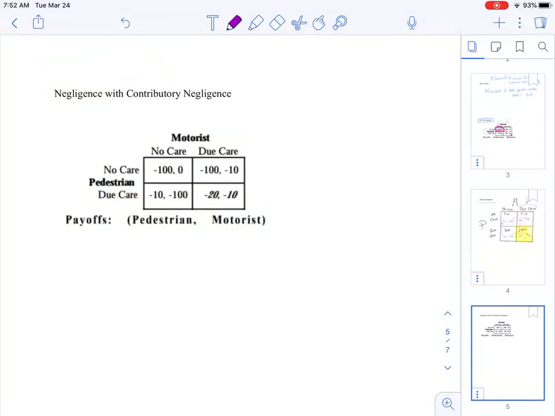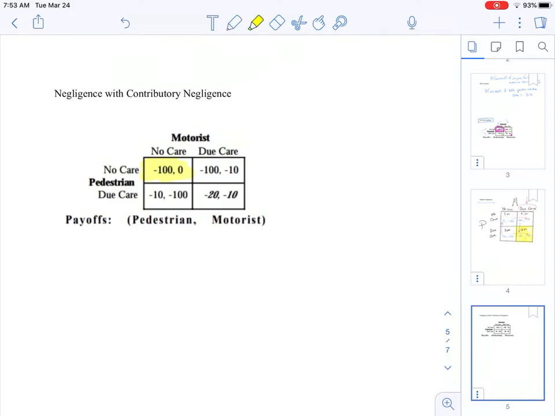All right, welcome back. This time, I want to talk about negligence with contributory negligence. So we have the same setup: motorist, pedestrian, same probability of accident, same accident cost, same accident avoidance cost, that is the cost of taking due care. Only now the rule is negligence with contributory negligence. So I pasted in the cell from a paper, but let's make sure we understand it.